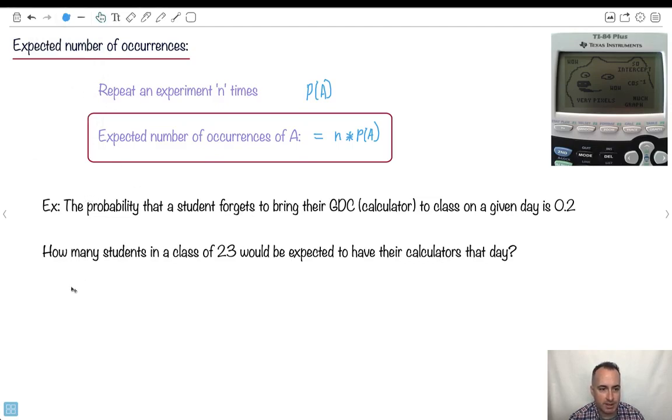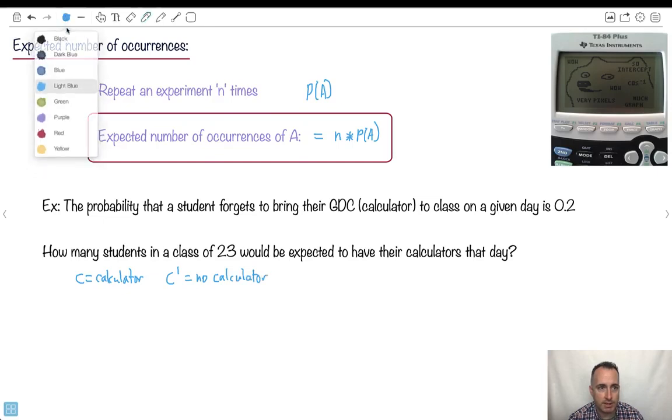Now maybe I'll say C is going to be calculator. Maybe C will be calculator and C prime will be no calculator. Maybe that'll be a simple way to do it. At least I thought that's the easiest way for me. Calculator. Well then, I can use this idea, right? I can first say, well, what's the probability then of C? Do I know that? Well, I know actually probability of C prime. I know the probability that they don't have their calculator. See? Forgets. That's going to be the one at 0.2.